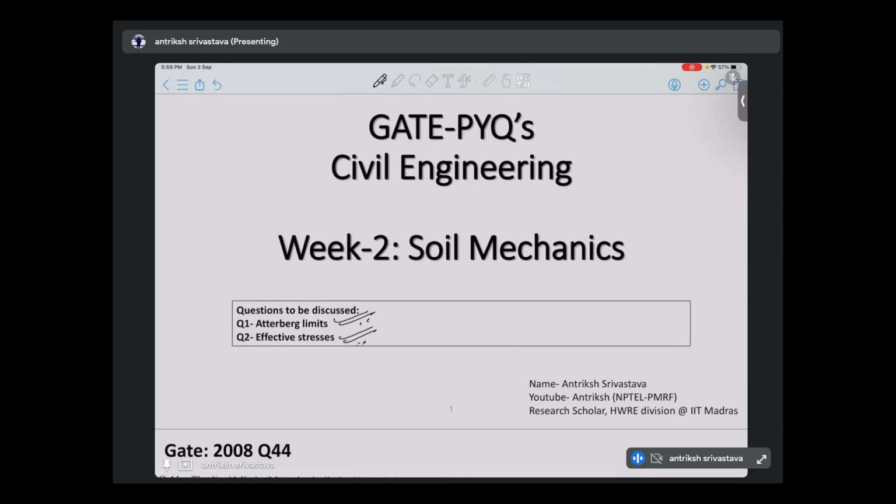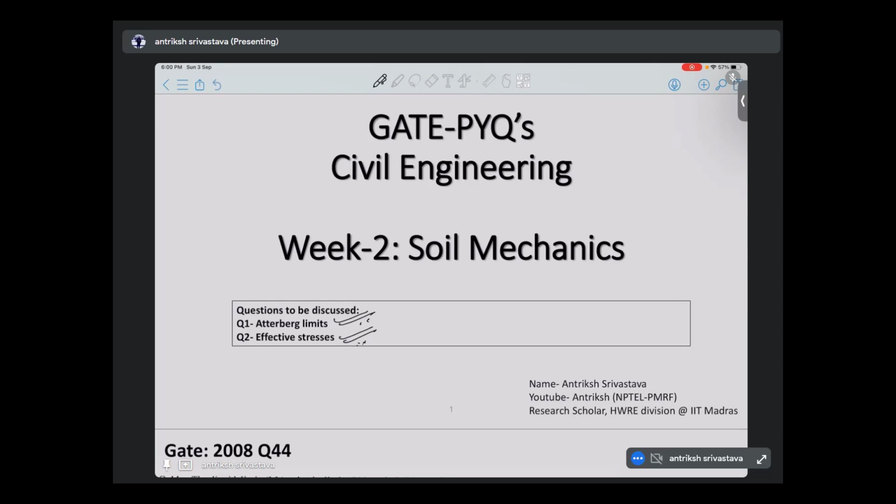But in Atterberg limits itself, there are a lot of questions that have been asked. So the additional questions that I will be discussing will be related to the void ratio, porosity, those kind of things. So, okay, let's start.